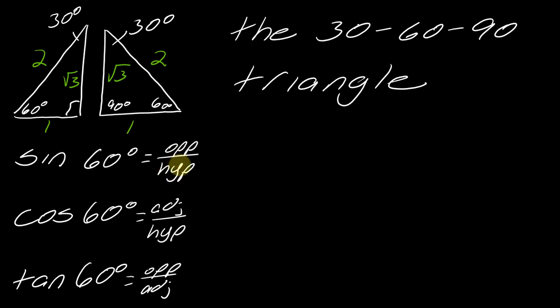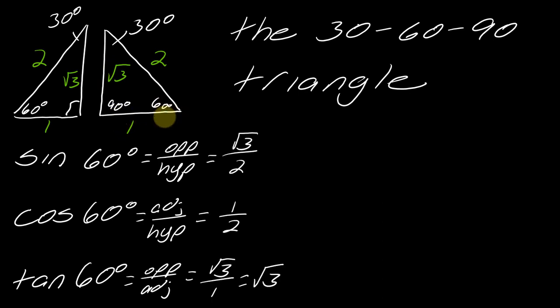Sine is opposite over hypotenuse, cosine is adjacent over hypotenuse, and tangent is opposite over adjacent. So just filling in the values from this picture. For sine, I'm going to have 60 degrees here, so I go opposite over hypotenuse, right? And then for cosine of 60 degrees, I go adjacent, so that would be this side, the adjacent side over the hypotenuse. And then finally, for tangent of 60 degrees, it's opposite over adjacent, so square root of 3 over 1. So just to round those out, we've got square root of 3 over 2, 1/2, and square root of 3 over 1, which I can just call the square root of 3.